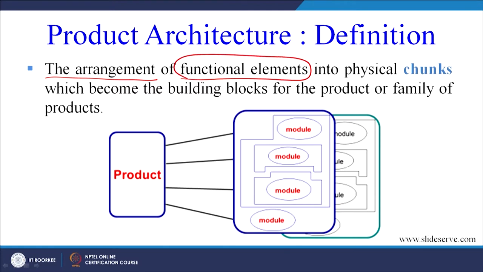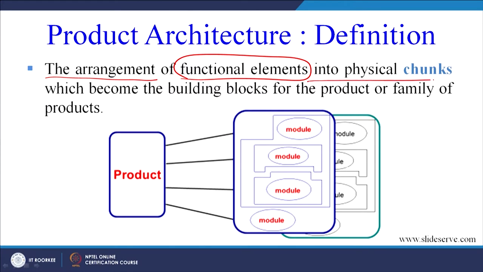Now you will have different functional elements. For example, the stand of the camera is one functional element. The lens system is another functional element. The adjustment system is another functional element. So there are different functional elements which are finally brought together. An interface is developed between the various functional elements, and finally these functional elements combine together to give us the product. So the arrangement of functional elements into physical chunks. Now what are the chunks and what are the synonyms of chunks, we are going to discuss in the subsequent slides, which become the building blocks.